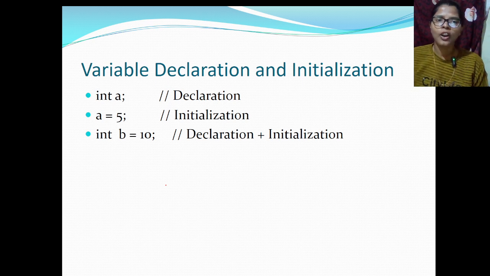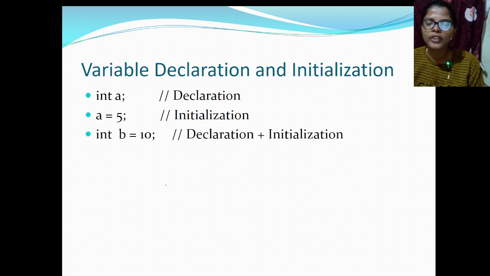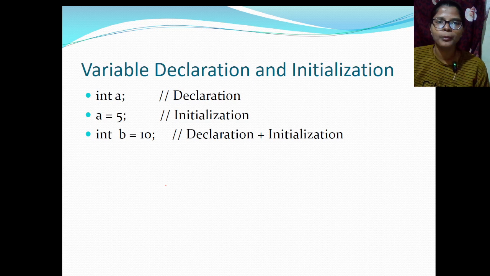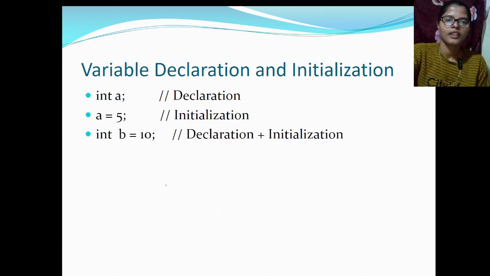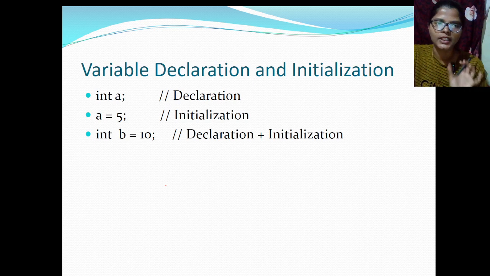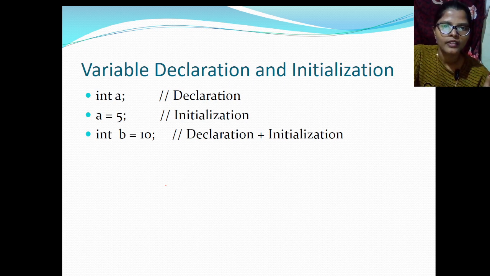So how we can give the name immediately after a person is born, or else we can take some time to give the name to that person. That is declaration and initialization separately, or else in a single line: declaration plus initialization. This is about variable declaration and initialization. So it is very important which type of data you are entering, that will be declared before the variable name, either it is an integer or a character or a string.